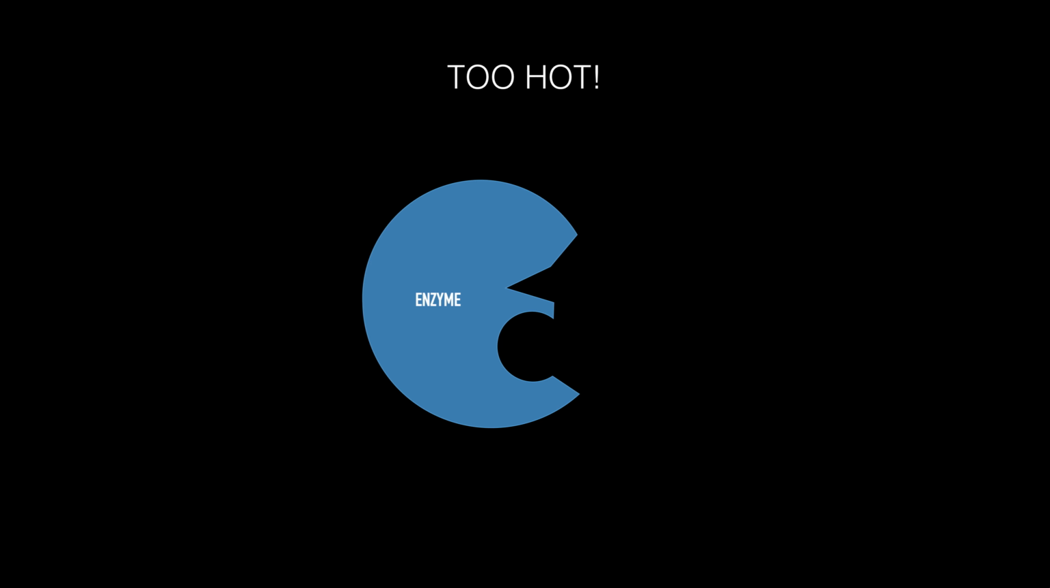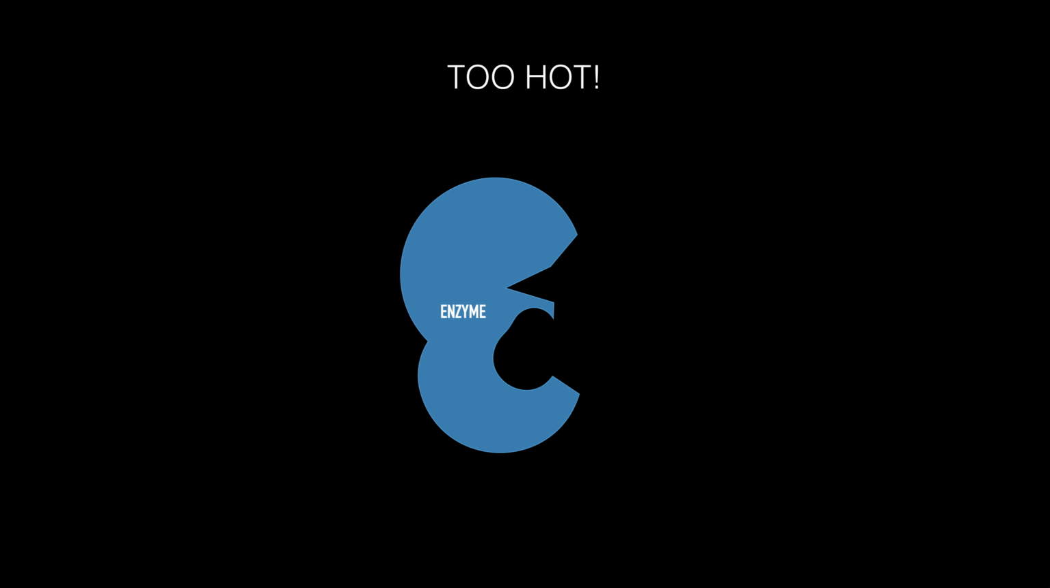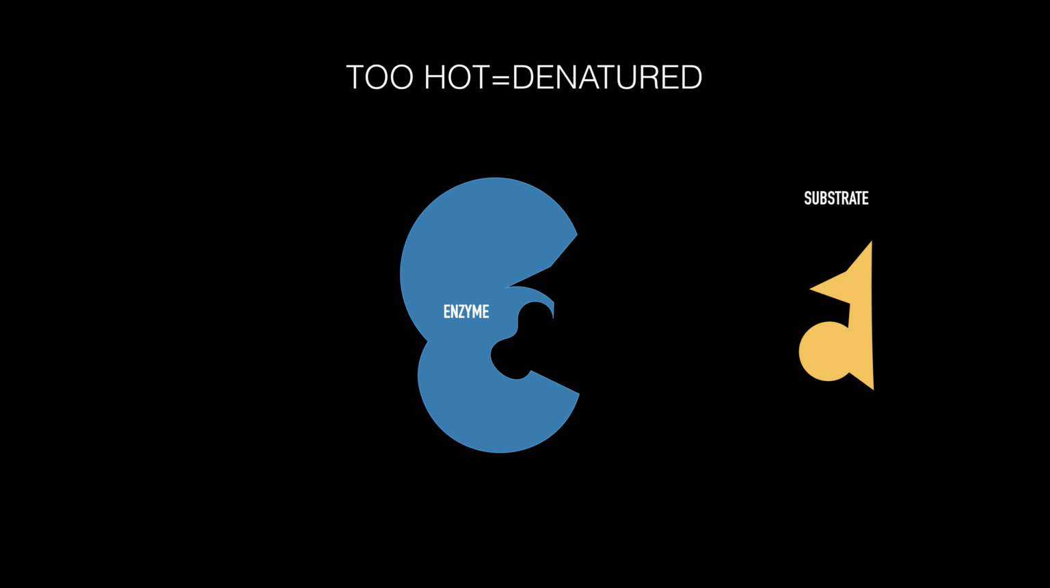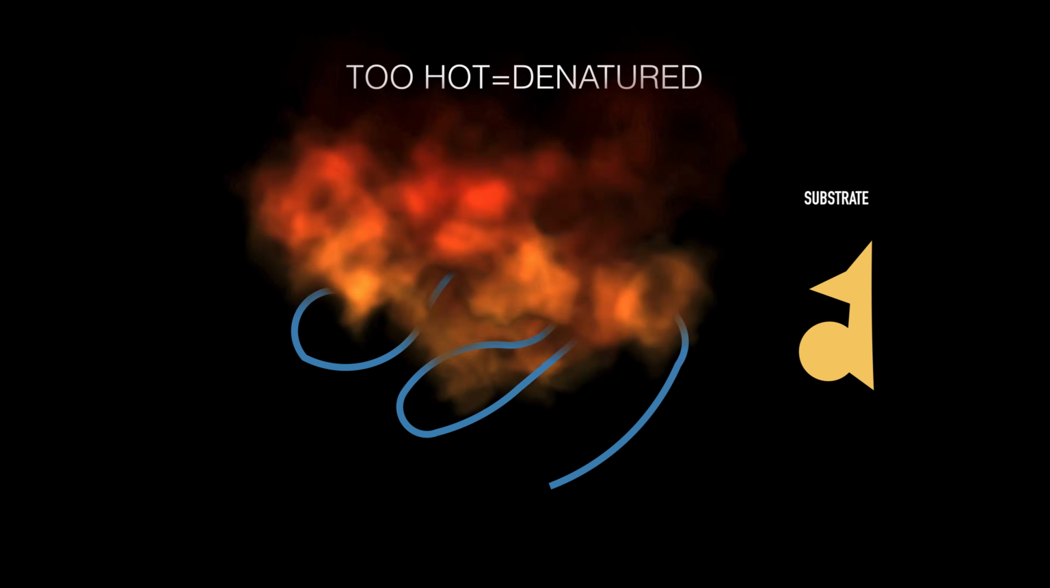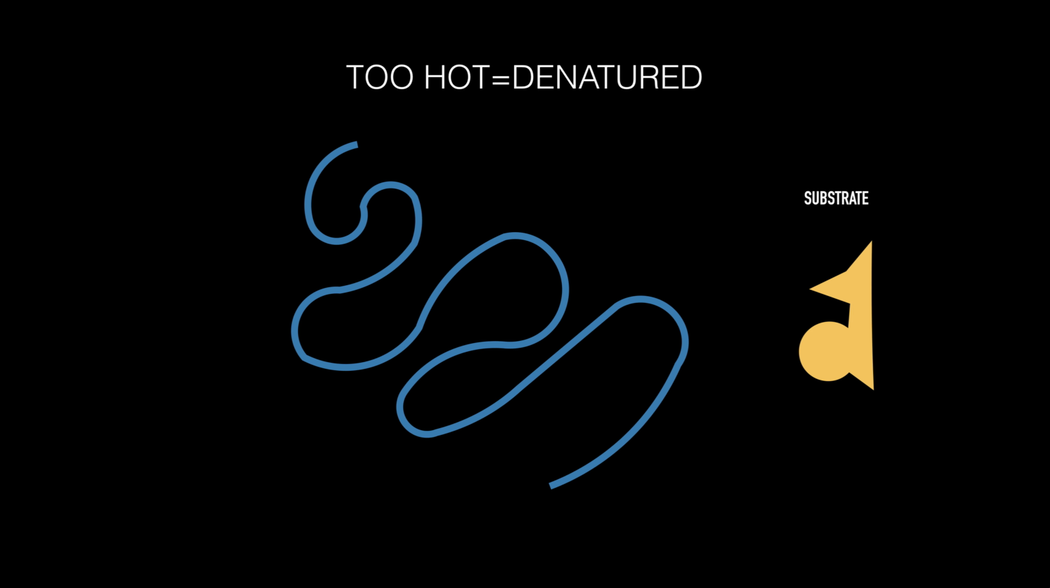Over a certain range, increasing the temperature will increase enzyme activity. But if it gets too hot, the enzyme is going to change shape. It's going to be unable to bind substrate, and if it really gets too hot, the enzyme will denature, or in other words, unfold. And it's definitely not going to work now.